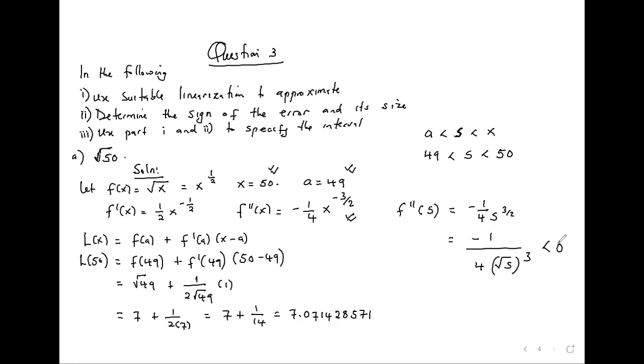Now, if f prime prime is less than 0, then on part 2, determine the sign of the error, it means that the error is negative. So the error is less than 0. The error takes the sign of f prime prime of s in the interval where s belongs. So that is the sign of the error.